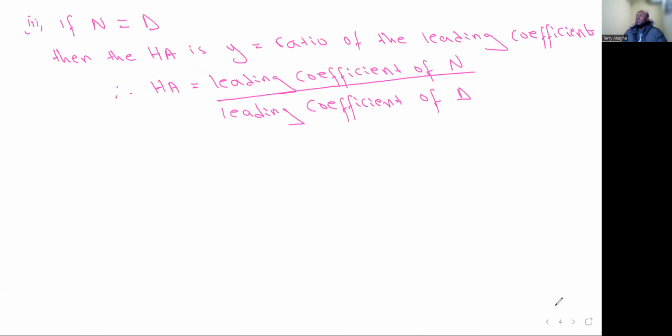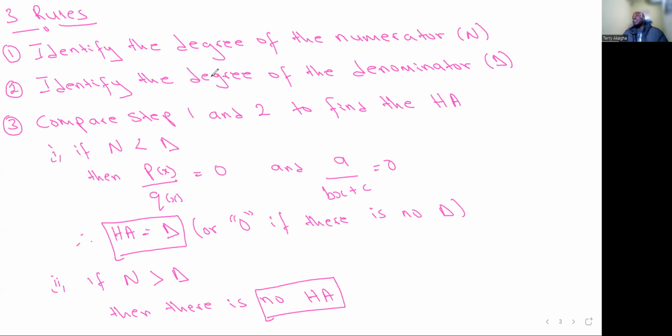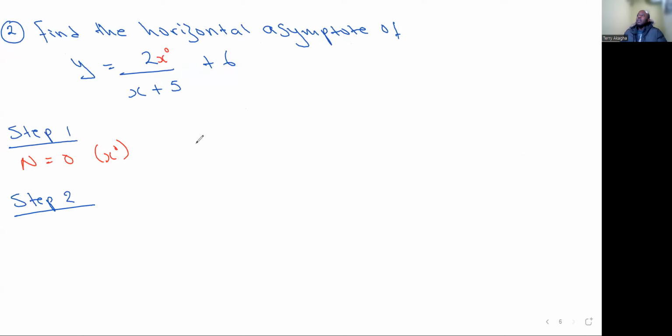Good. Now the next thing, step 2, we have to identify the degree of the denominator. Same thing. The denominator here, we have x raised to the power 1. So that means the denominator, the d, is equal to 1 because it's from x raised to the power 1. This is x raised to the power 0. Good. Now, from this part, you can see something here.